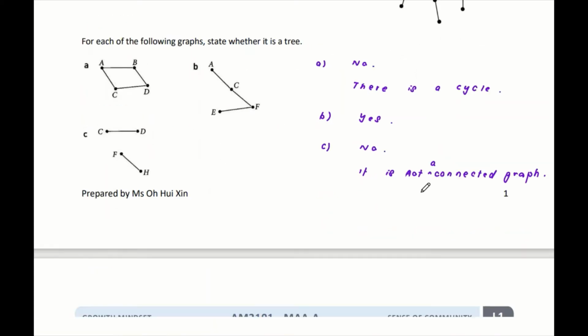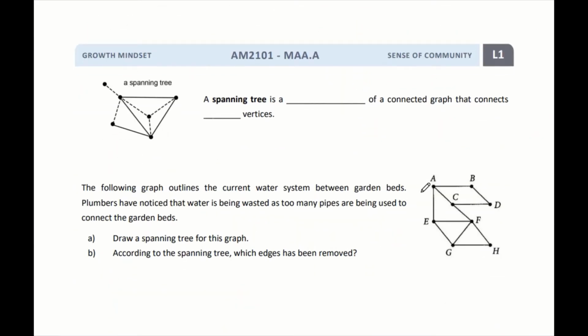Then next part, we are going to look at what a spanning tree is. A spanning tree is a subgraph of a connected graph that connects all the vertices. Let me try to explain further by using this simple diagram here. You can see that this is a graph, right? If let's say I try to draw something like this, please look at the edges that I try to draw with the purple color here. If I draw something like this, then this is called a tree because you can see that they are connected and there is no cycle.